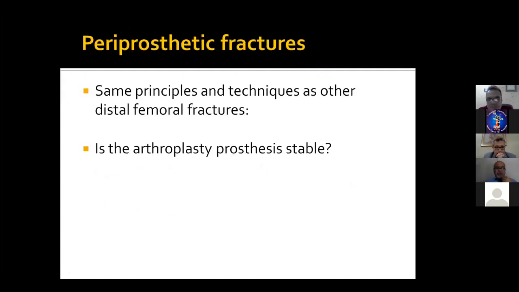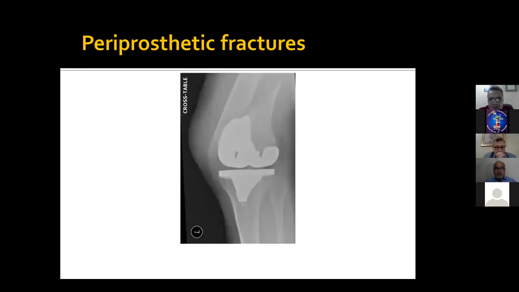What about periprosthetic fractures? They have the same principles and techniques as other distal femoral fractures, but the primary question to answer is whether the arthroplasty is stable or not. If the arthroplasty is not stable, then you should consider revising with a distal femoral replacement. But if it is stable, you may try to preserve the prosthesis and you fix the fracture.